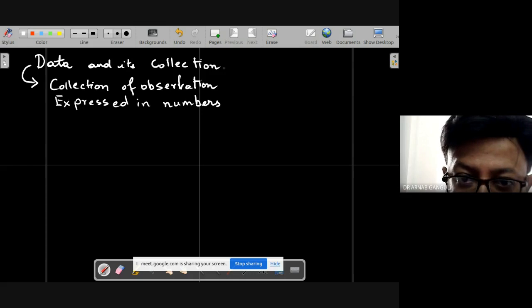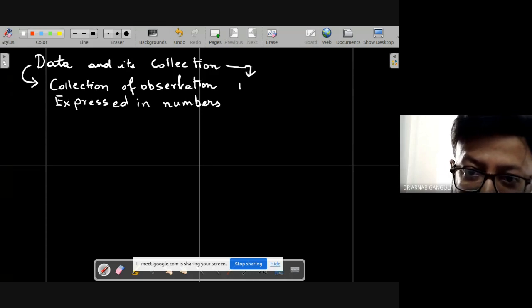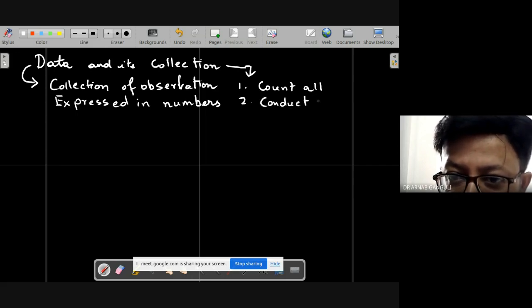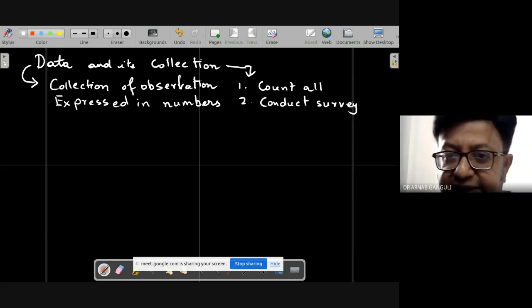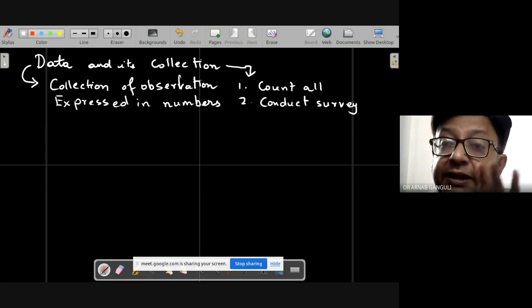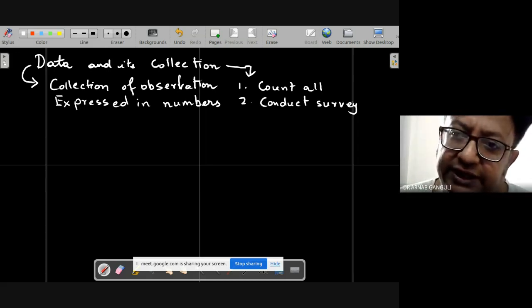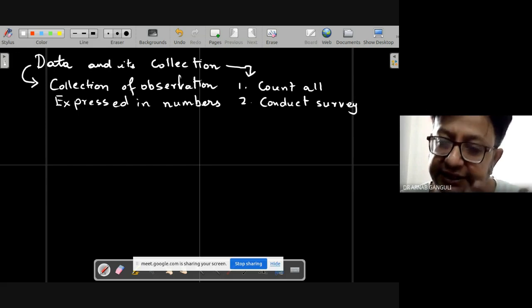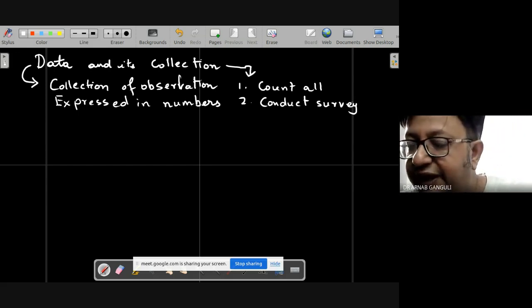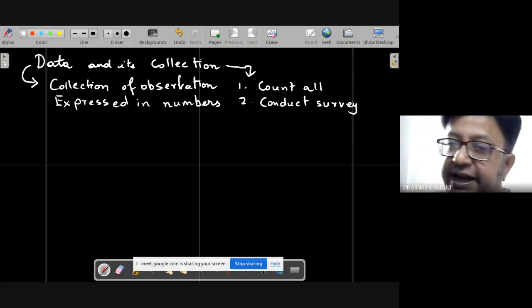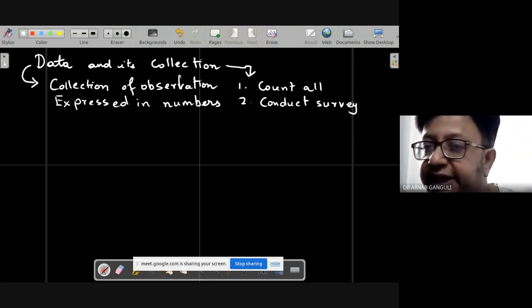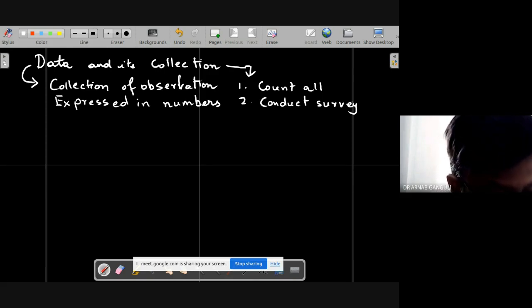This collection is done in two ways. The first is count all, and the second is conduct a survey. If it's a small sample, for example a classroom of 40 students, you can count all. But if you see all the students of all the colleges, you do a survey. You randomly pick some 10 or 15 from each college all over West Bengal and collect the data from them, and that is known as a survey. This will be representative of all the data through West Bengal. Small samples can be done very easily.